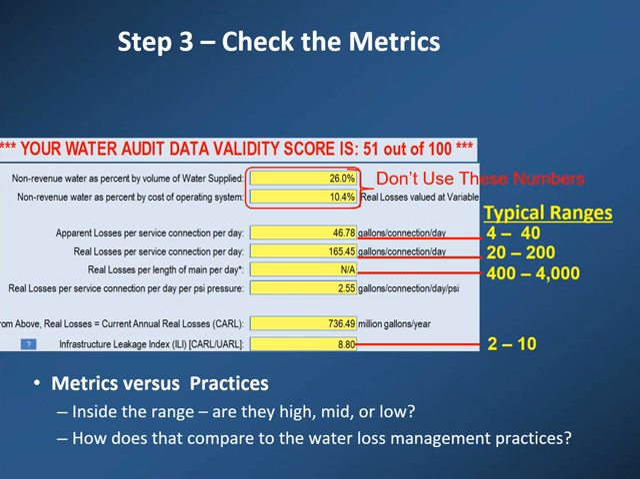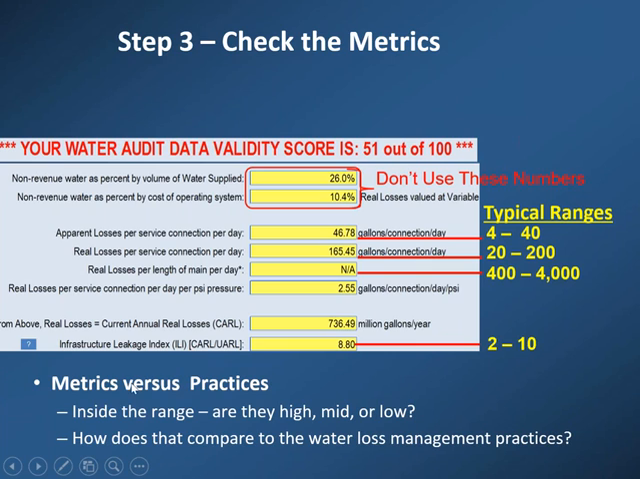So in the validation step, we talk about checking the metrics. These metrics are the ones that are provided from the AWWA software. We've already talked about moving away from using these percentage figures, and so that's why we say don't use these numbers. They are included in the current version of the tool. They will likely be removed from future versions of this audit software. So the ones you really want to dial into are these volumetric components, or these volumetric indicators. And we provided some typical ranges for how these metrics come in.